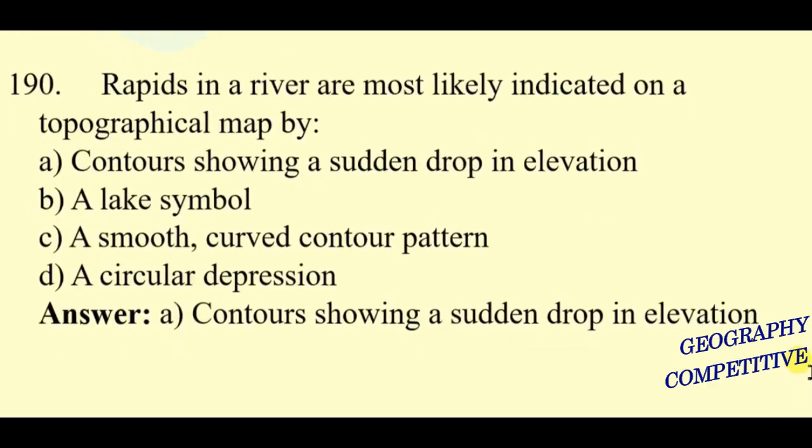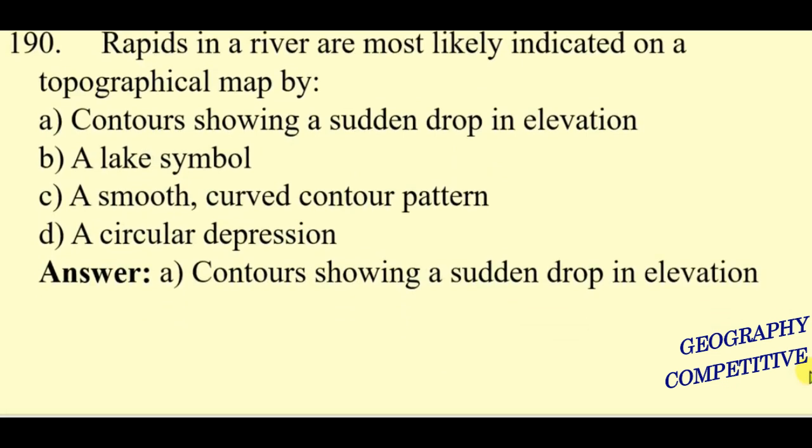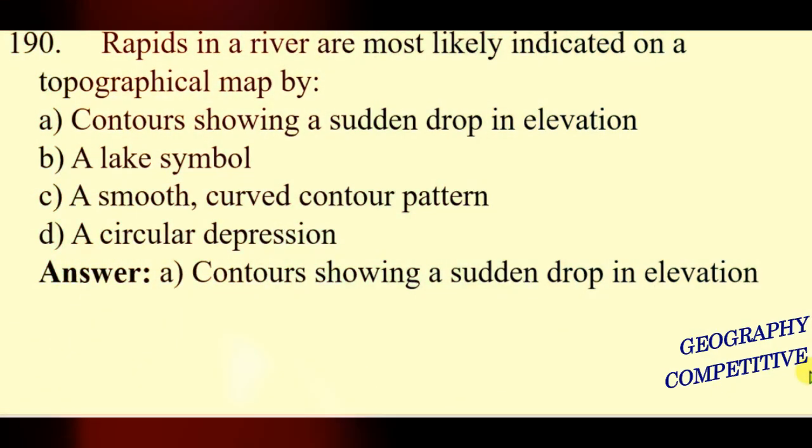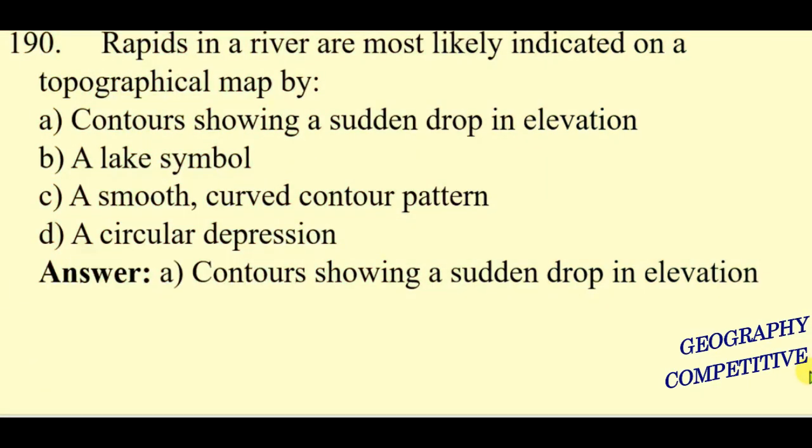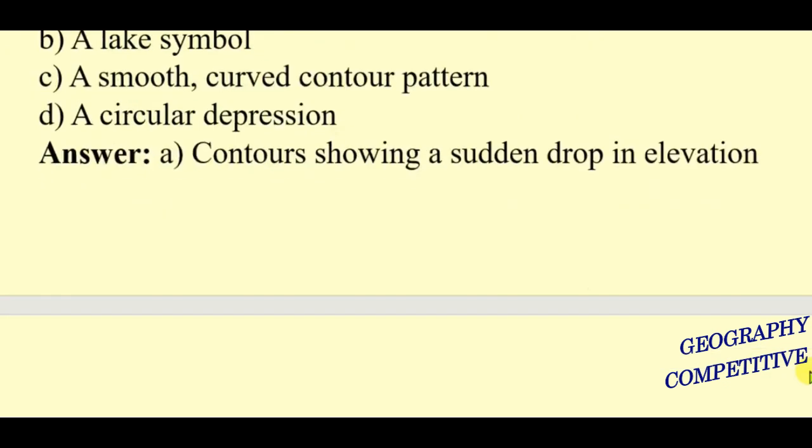Question 190. Rapids in a river are most likely indicated on a topographical map by contours showing a sudden drop in elevation, a lake symbol, a smooth curved contour pattern, a circular depression. Contours showing a sudden drop in elevation. All these features like rapids, knick points, etc. depend only on altitude, and altitude values are shown in a topographical map by contours.